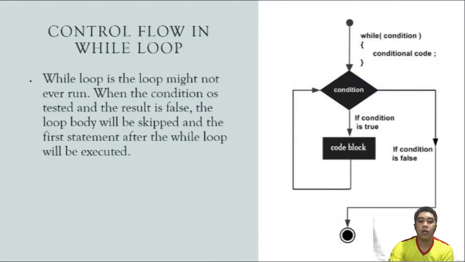Control flow in while loop. Displayed here is the flow diagram of while loop. A while loop might not ever run. When the condition is tested and the result is false, the loop body will be skipped and the first statement after the while loop will be executed.